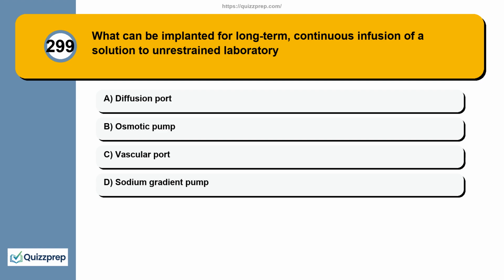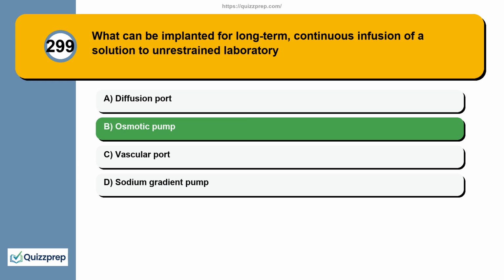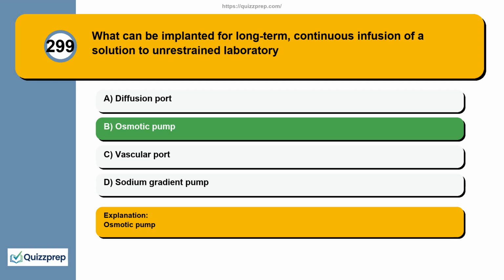Question 299. What can be implanted for long-term, continuous infusion of a solution to unrestrained laboratory animals? Option A. Diffusion port. Option B. Osmotic pump. Option C. Vascular port. Option D. Sodium gradient pump. The correct answer is option B. Osmotic pump.